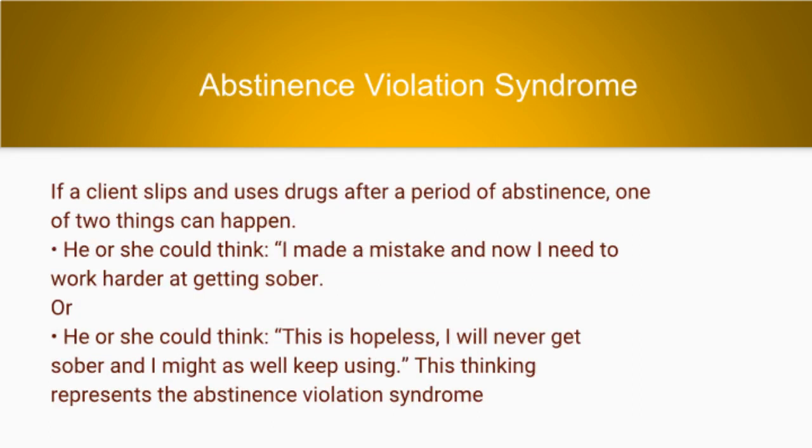Abstinence violation syndrome. If a client slips and uses drugs after a period of abstinence, one of two things can happen. He or she could think, "I made a mistake and now I need to work harder at getting sober." Or, he or she could think, "This is hopeless, I will never get sober and I might as well keep using." This thinking represents the abstinence violation syndrome.